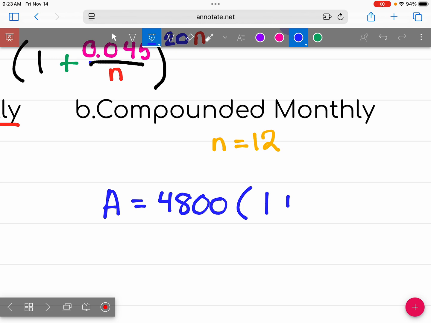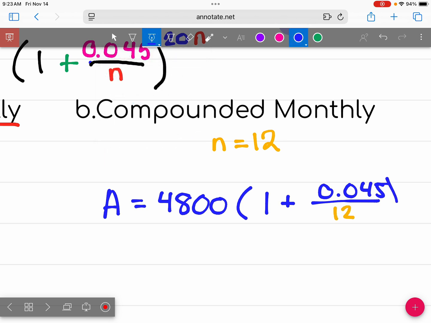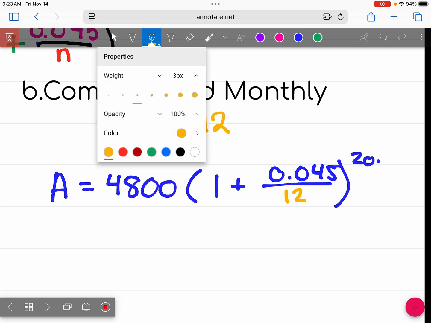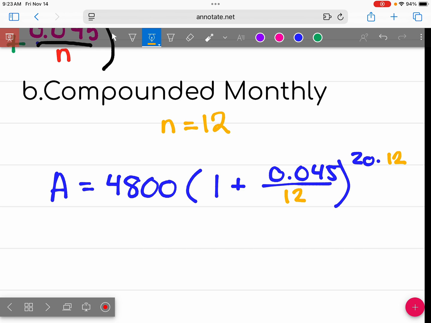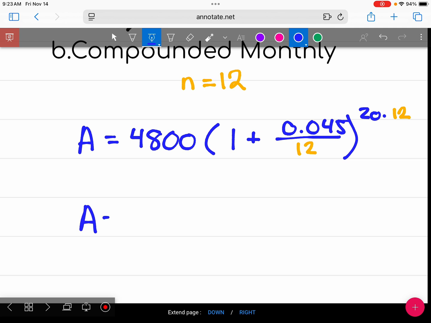1 plus 0.045 over 12, to the 20 times 12. Make sure you remember to switch the n and the exponent as well. The most common mistake I see on these is that we only switch out one of the n's. So we either forget to switch this one or we forget to switch this one. That's the most common mistake I see on these compound interest problems, is that we only switch one n. So just be really careful, especially when we're working with two equations in the same situation.